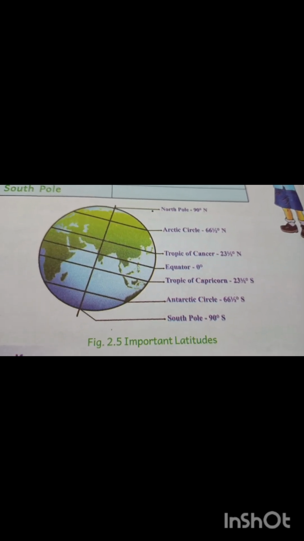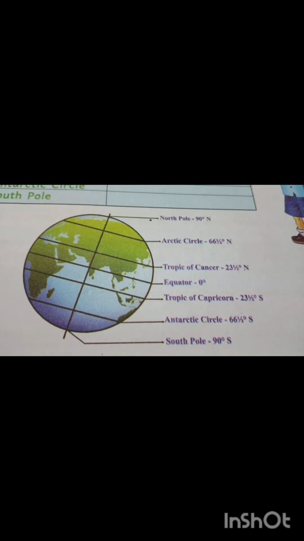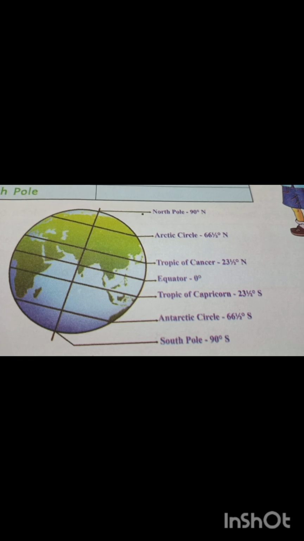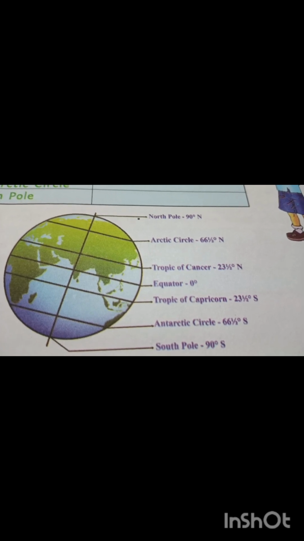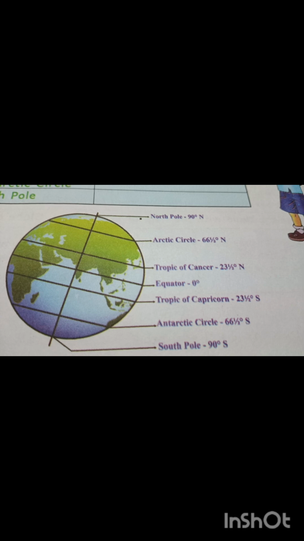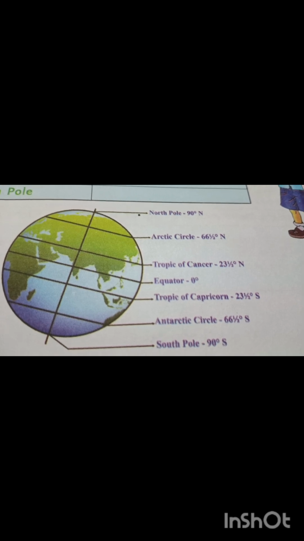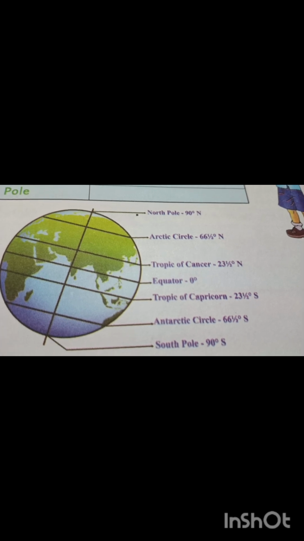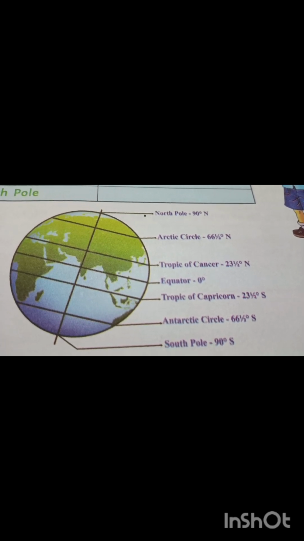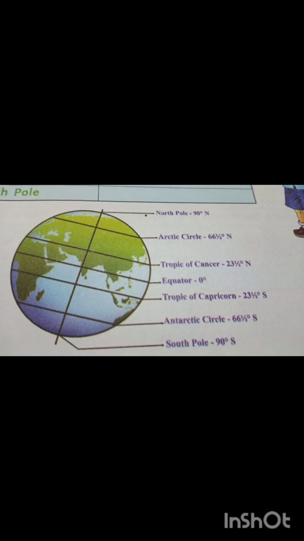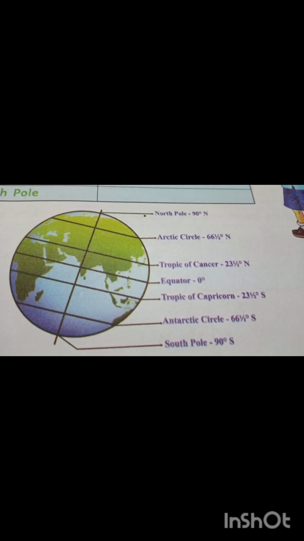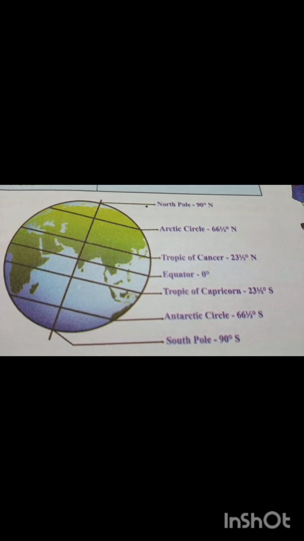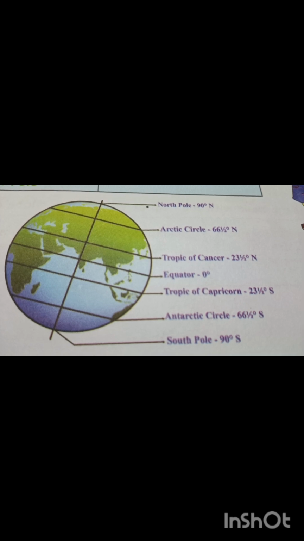If you observe the important latitudes in this picture, North Pole 90 degrees north, Arctic Circle 66 and a half degrees north, Tropic of Cancer 23 and a half degrees north, Equator 0 degrees, Tropic of Capricorn 23 and a half degrees south, Antarctic Circle 66 and a half degrees south, South Pole 90 degrees south.